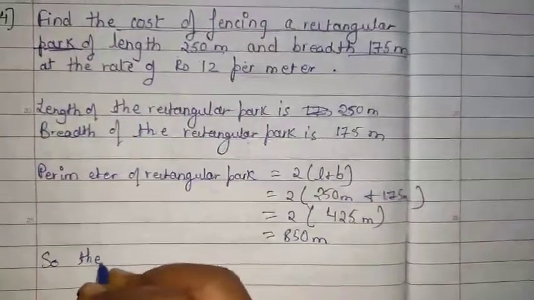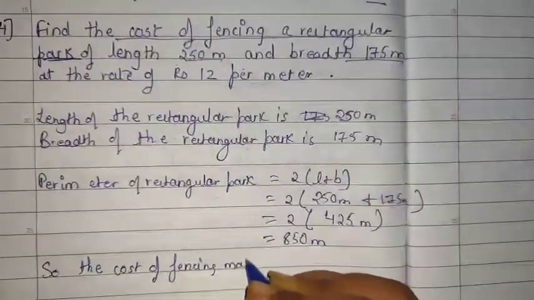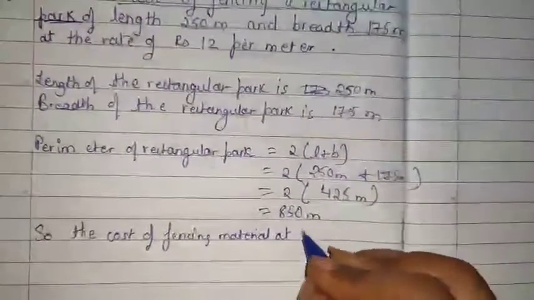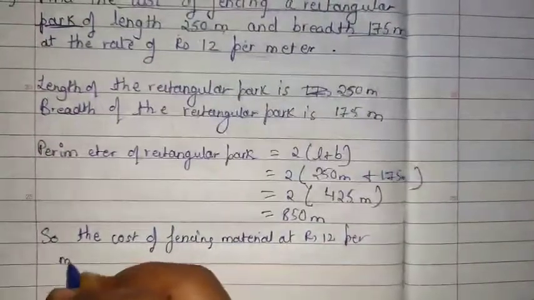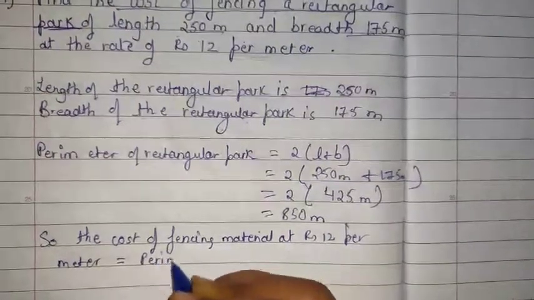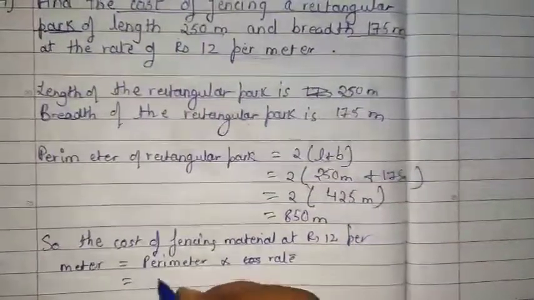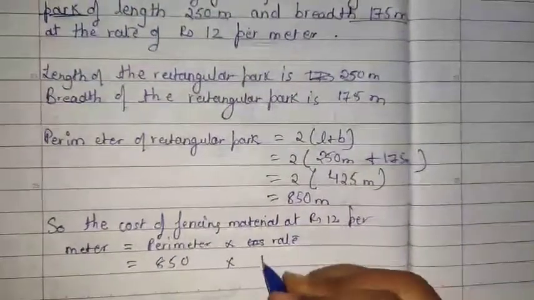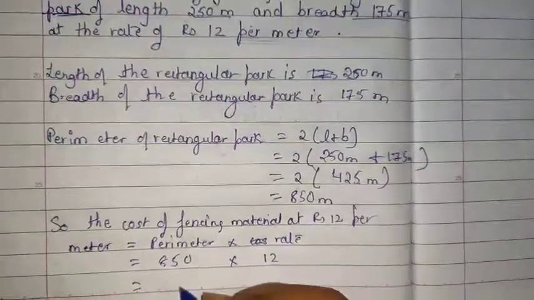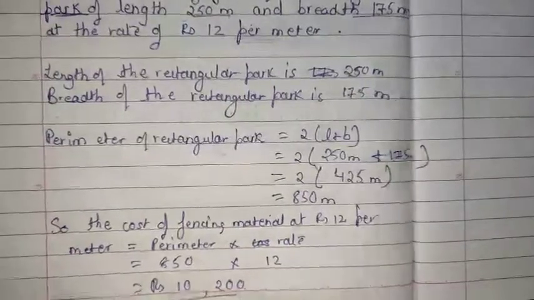So the cost of fencing material at rupees 12 per meter is equal to perimeter into cost or the rate. So the perimeter is 850 meters and the rate is 12. So after multiplying, how much do we get? 10,200 rupees. So thank you students, and solve these problems for your homework.